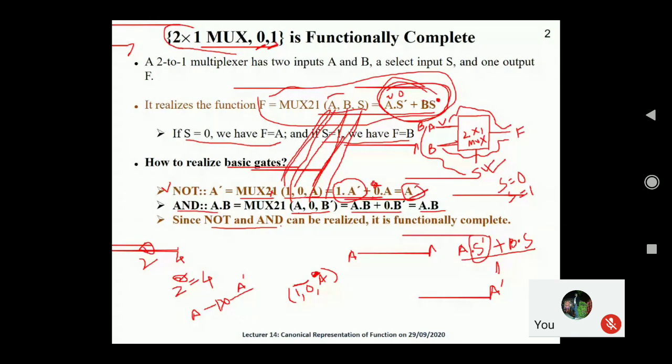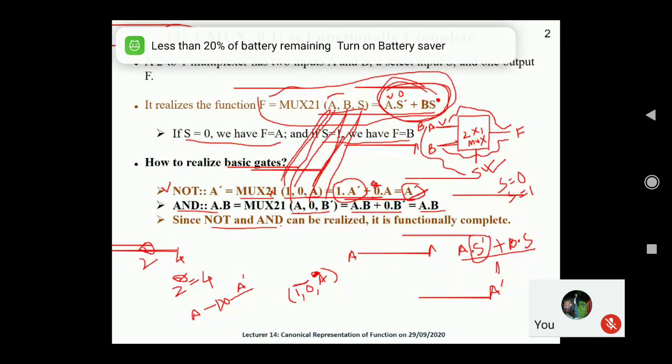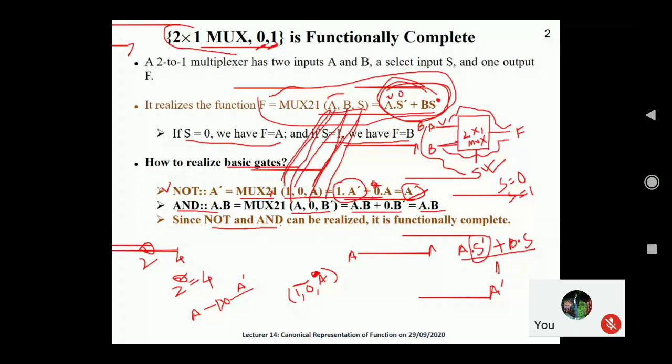Okay, so why not an OR gate? Because we cannot prove not an OR gate, because with 2 into 1 MUX, 0,1 we cannot prove not an OR gate. Okay, but we can successfully prove not an AND gate, and already we know that NAND gate is functionally complete. So we can say that 2 into 1 MUX, 0,1 is functionally complete.